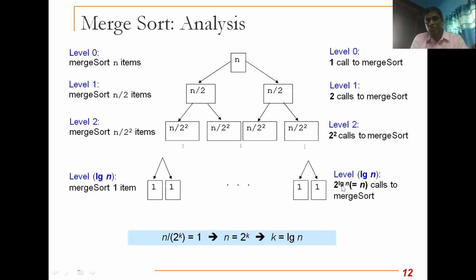It is going to be 2 power log n. Therefore, in level log n, what is 2 power log n base 2? 2 power log n base 2 is going to be n, right? Therefore, this is going to be log n. The last level of the merge sort calls is log n. So you need to understand that log n levels are there in your merge sort algorithm.